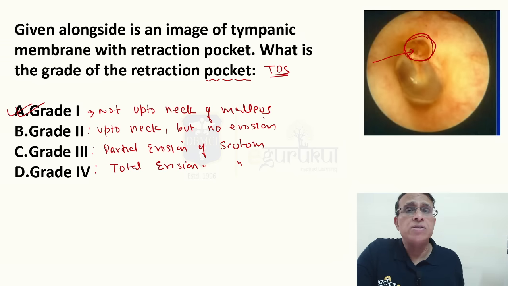You can only know these things by using a scan also, because these are very small bony erosions and they can be seen on a scan properly rather than otoscopy. So why am I saying all this? Because if they ask you a retraction pocket grading, it is going to be either grade 1 or grade 2 in most cases, because grade 3 and grade 4 on otoscopy become difficult. Of course, with microscopic examination or CT scan, grade 3 and grade 4 can also be diagnosed easily, but not so much on otoscopy. So this is just a hack: if they ask you a retraction pocket grading based on an otoscopic image, it is either grade 1 or grade 2, not grade 3 and grade 4.